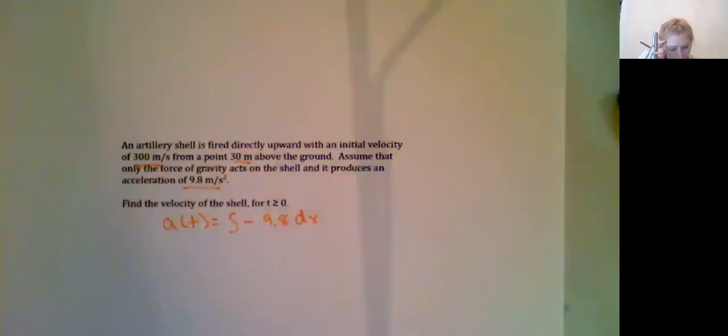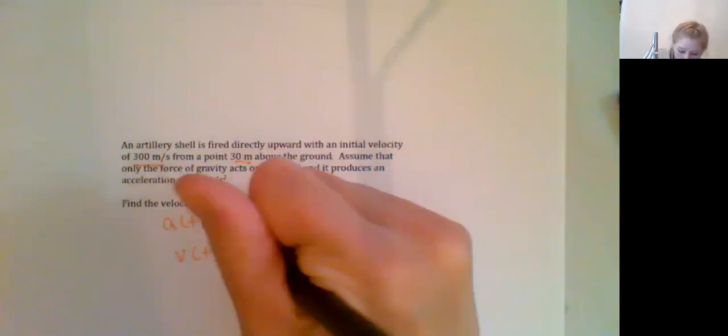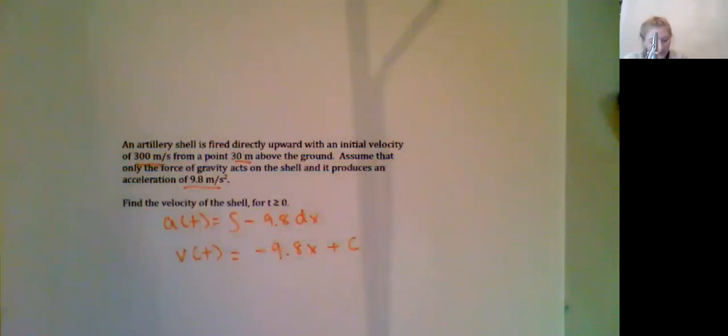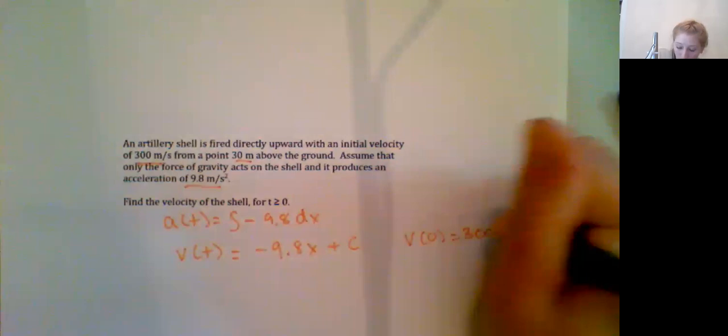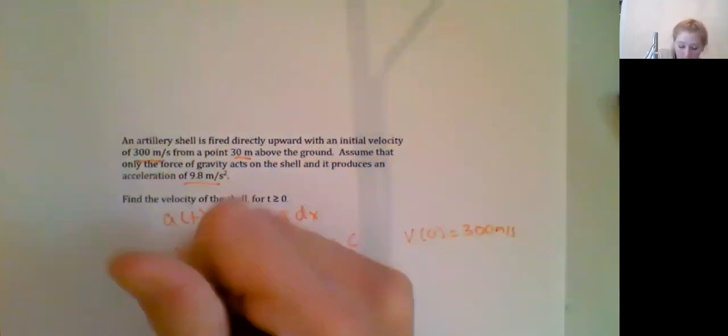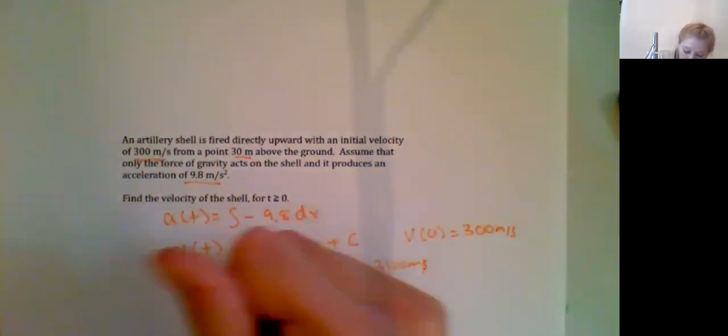Okay, and so all we have to do now is integrate this. So the velocity is going to equal negative 9.8t plus c, and it's giving me an initial velocity of 300 meters per second. So what that is telling me is that at t equals 0, the answer is 300 meters per second. So if I were to substitute in 0, it's going to equal 300 meters per second. So it's essentially giving me my c.